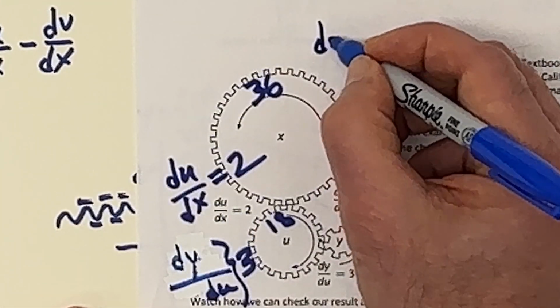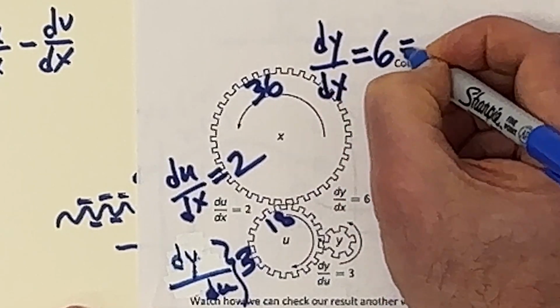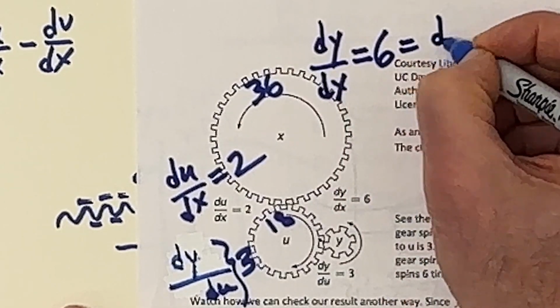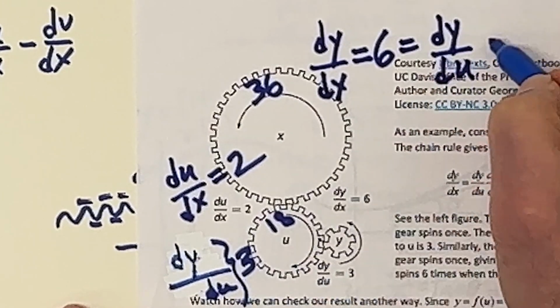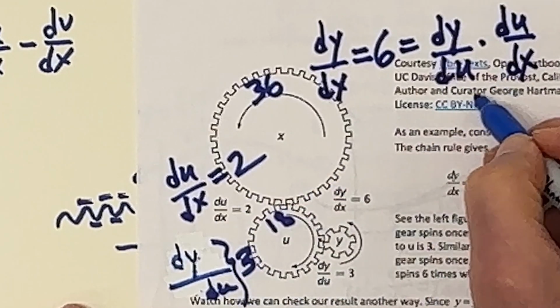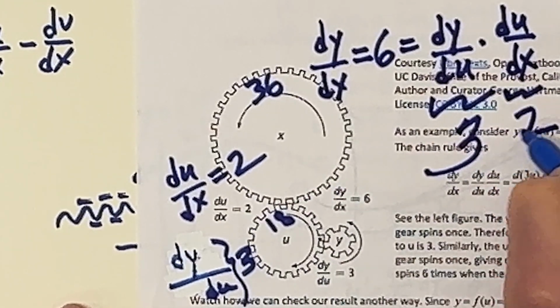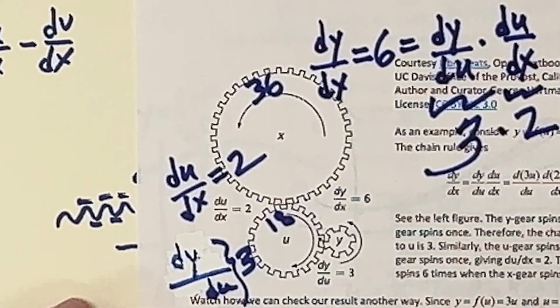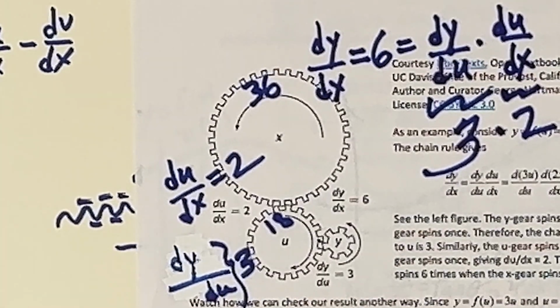So in other words, dy dx, which is 6, is going to be thought of as dy du, which is 3, times du dx, which is 2. So we have 3 times 2, and that gets us to 6. So it's a nice little gear analogy in helping us understand more about the chain rule.